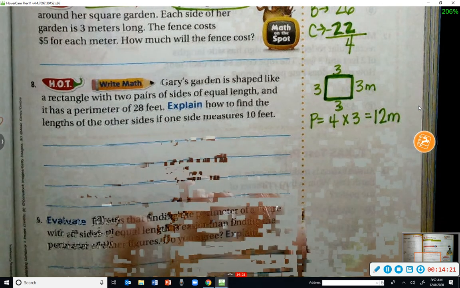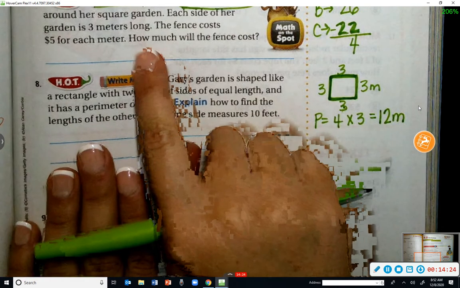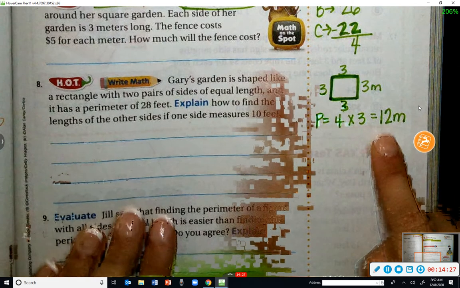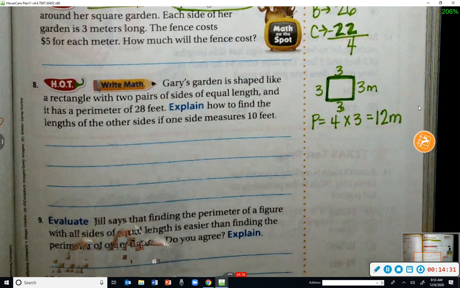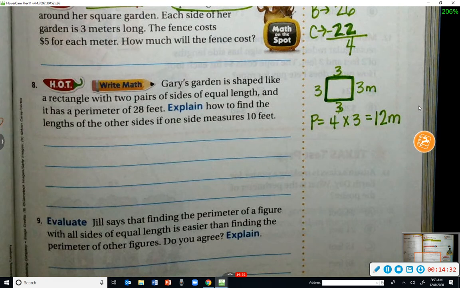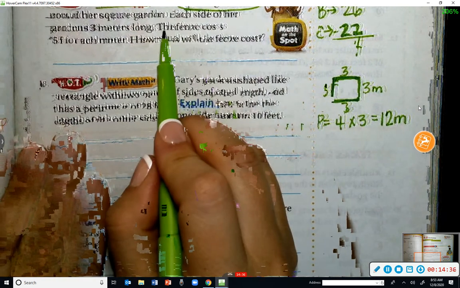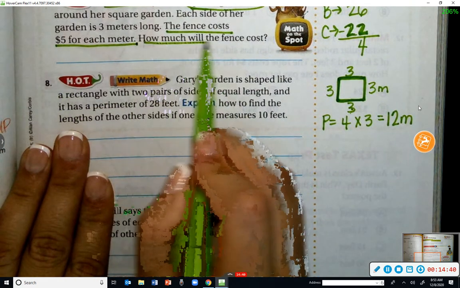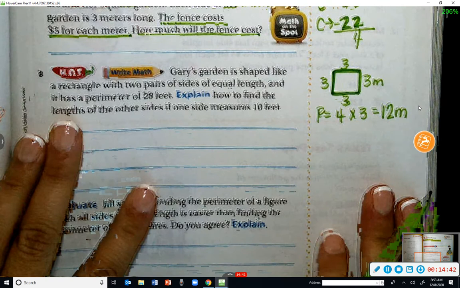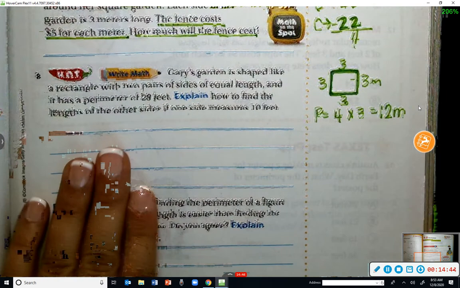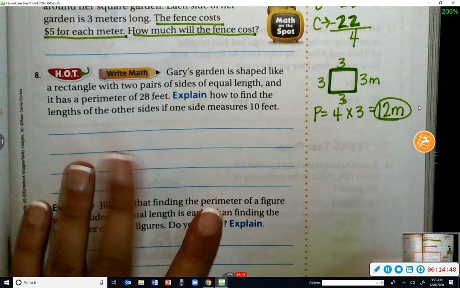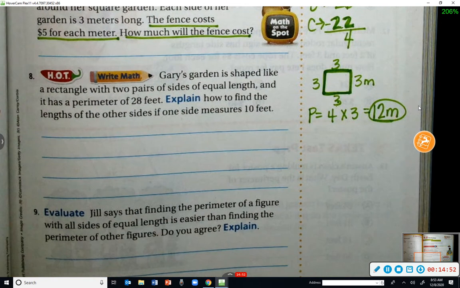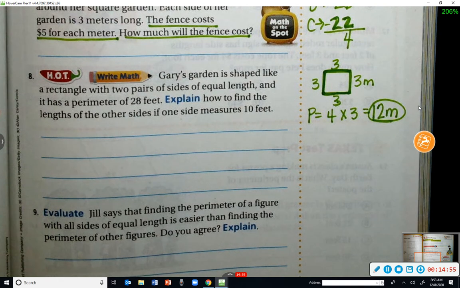Am I done though? No. Let's see. Did I answer this question? How much will the fence cost? 12 meters? Does that make sense? No, we're not done yet. So the second step says the fence costs $5 for each meter. How much will the fence cost? Okay, so if we need 12 meters for the fence, and each meter costs $5, what type of problem are we doing now?